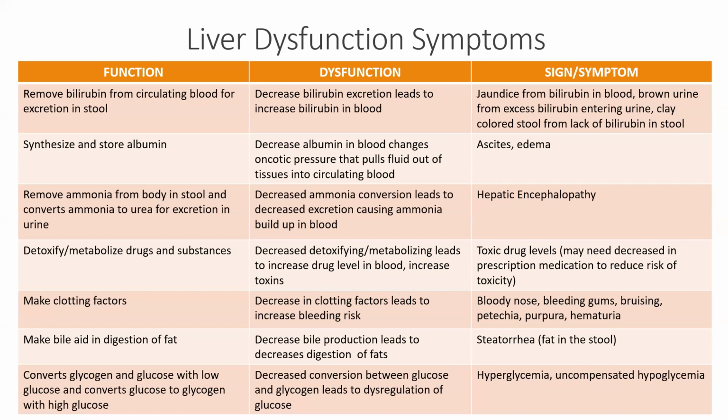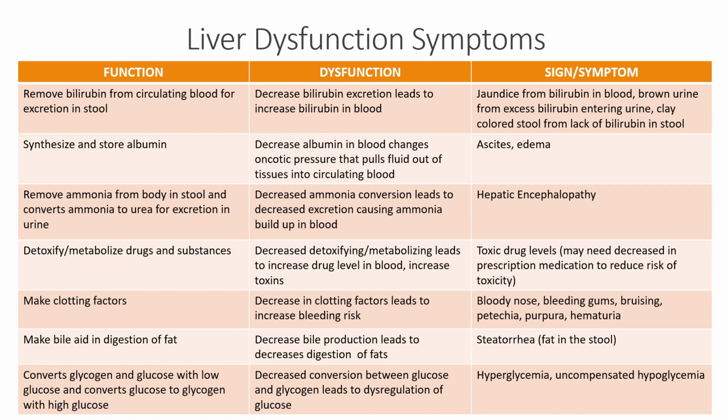This table shows some of the liver functions, the opposing dysfunction, and then the symptoms associated with the dysfunction. The acute symptoms are important for nurses to know because you want to recognize when your patient is having a symptom and understand what it may be related to. Okay, let's start with bilirubin in the liver.